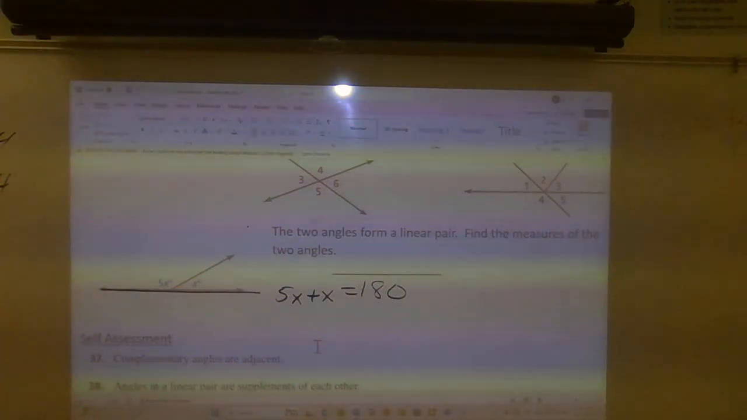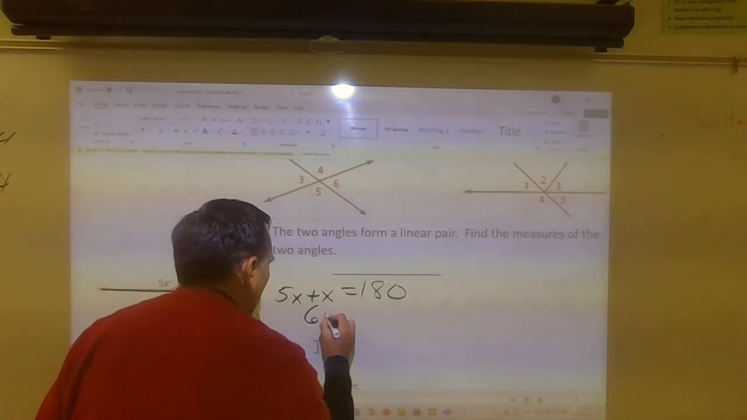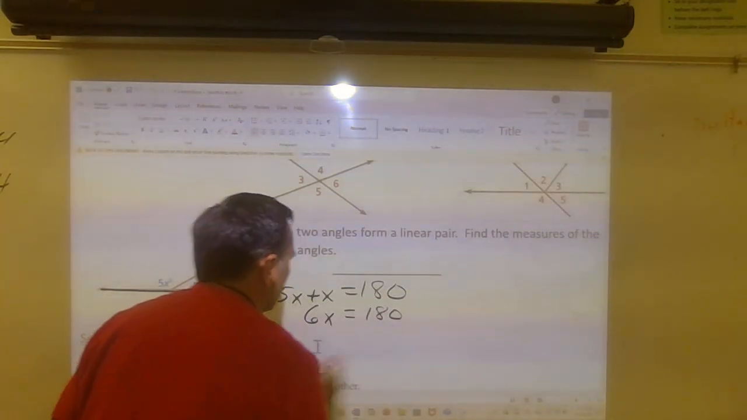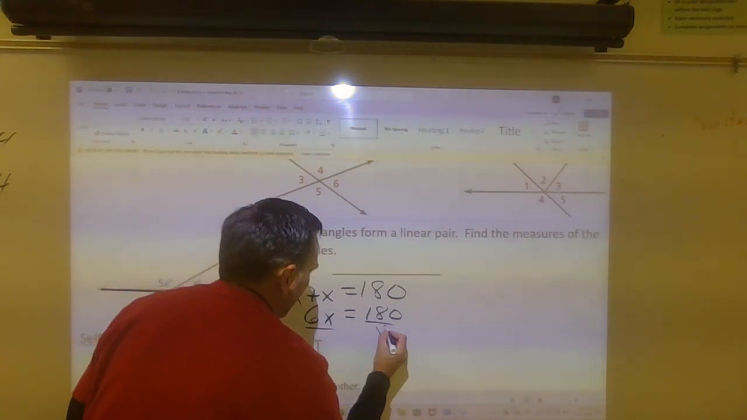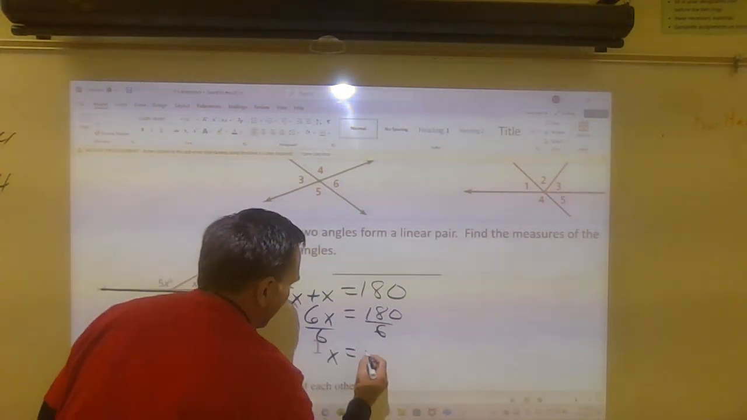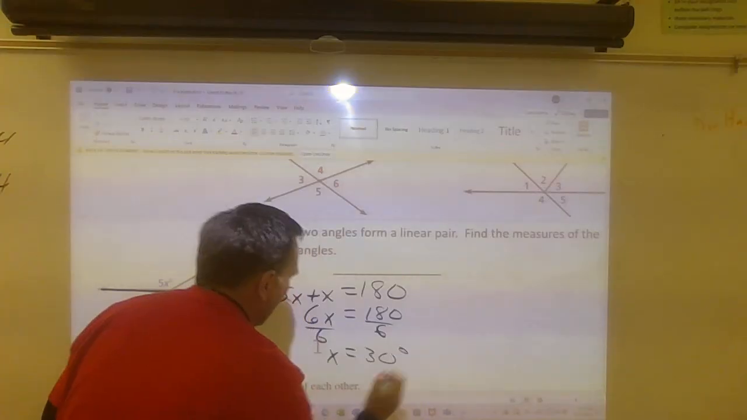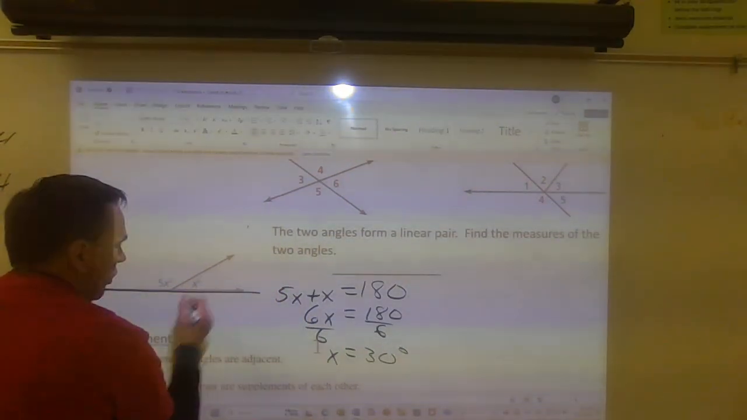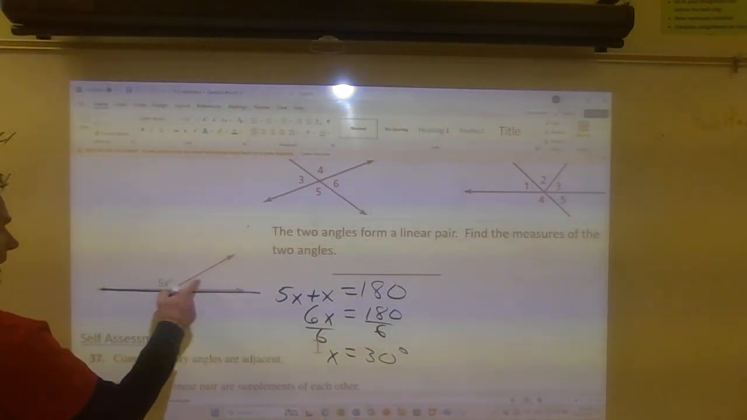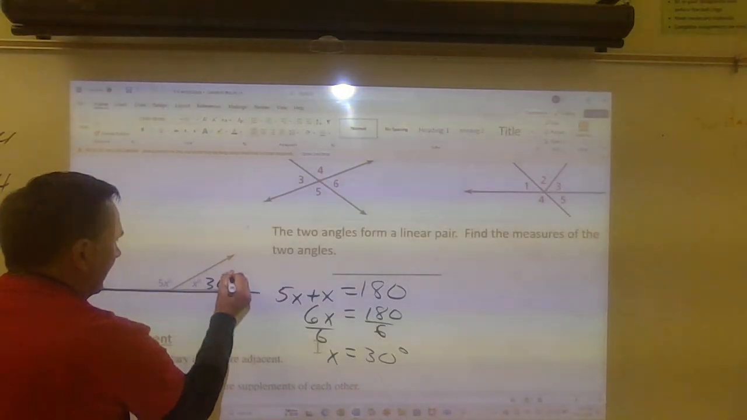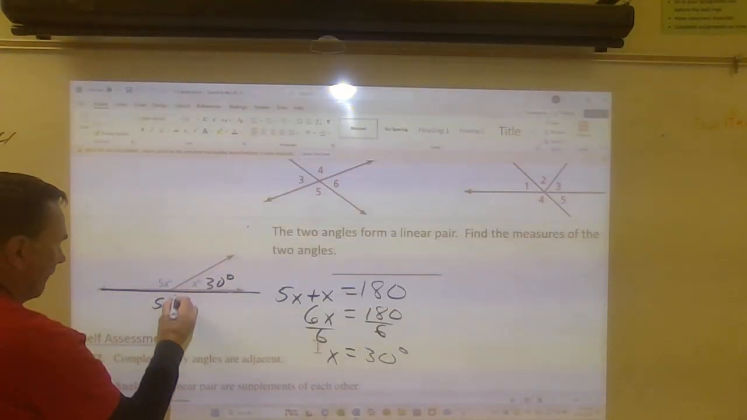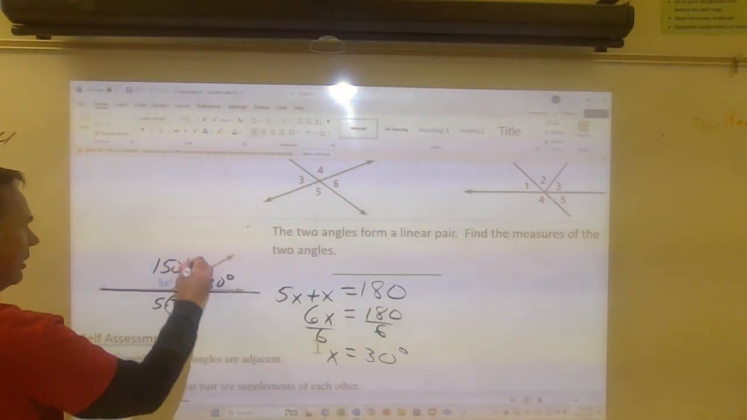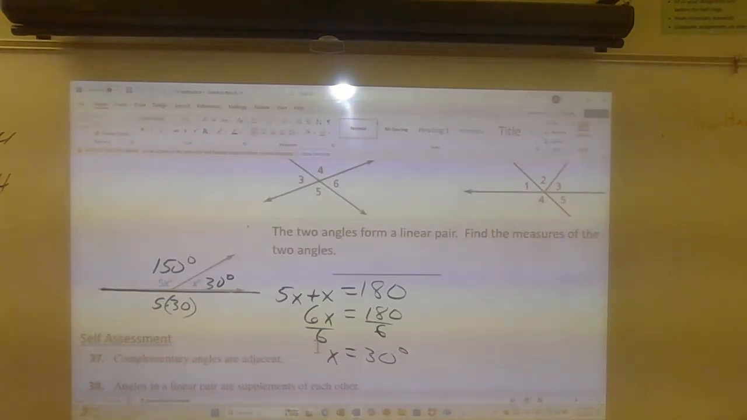And now we can solve this. Combine like terms, and there's nothing else to add opposites of, so divide by 6. And I get x equaling 30 degrees. Plug it into these two. That one's 30. 5 times 30 is 150. And if we add those up, 150 plus 30 does equal 180.